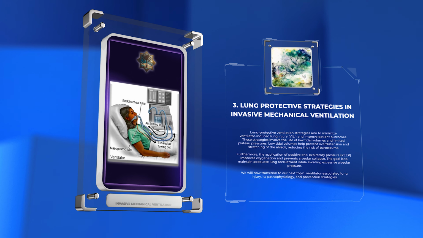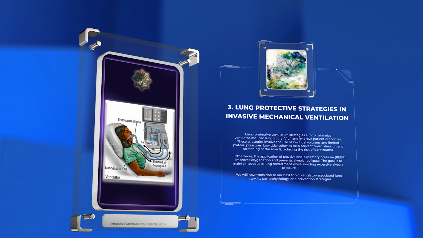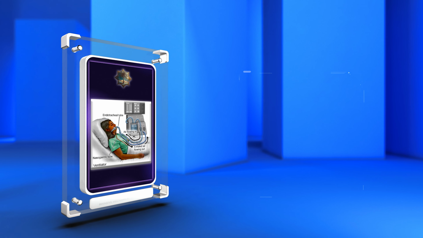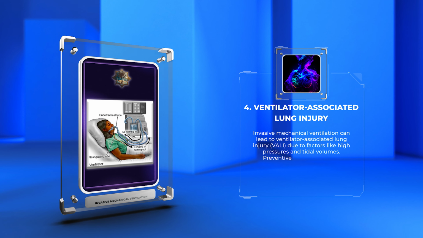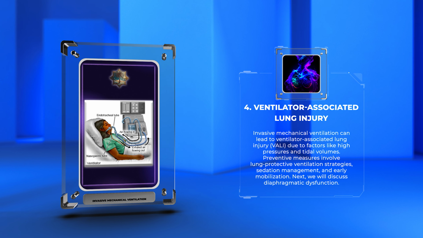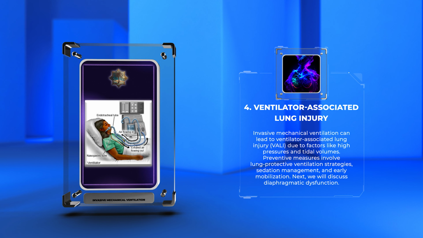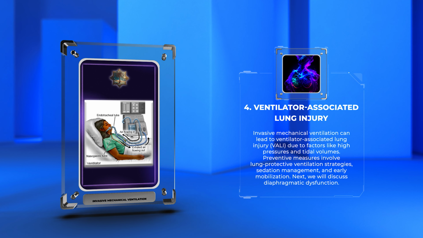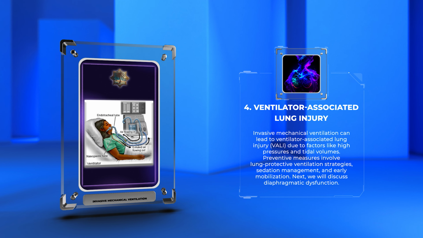We will now transition to our next topic, ventilator-associated lung injury, its pathophysiology, and prevention strategies. Invasive mechanical ventilation can lead to ventilator-associated lung injury, VALI, due to factors like high pressures and tidal volumes. Preventive measures involve lung protective ventilation strategies, sedation management, and early mobilization. Next, we will discuss diaphragmatic dysfunction.